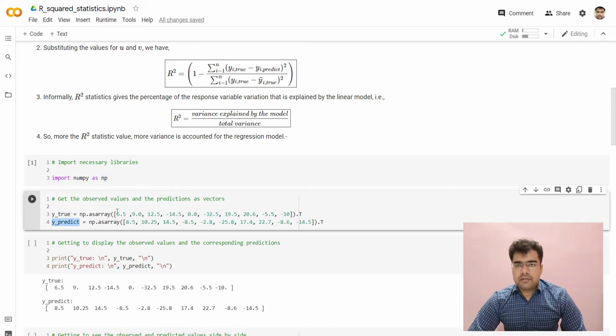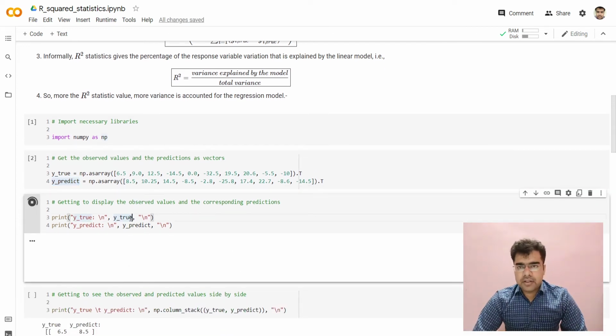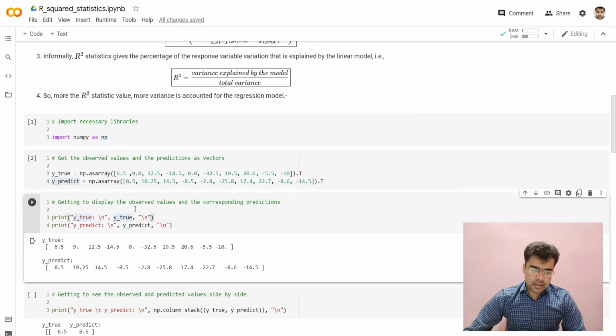The ground truth is contained in a vector called y true, and the predictions are stored in a variable called y predict. Okay, so I create two simple arrays. The first array contains the ground truth, and the second array contains the predictions made by the model. Now in the next step, I'm simply printing those predictions and the ground truth separately. As you can see, there are 10 different ground truth values corresponding to 10 different samples, and likewise, we have 10 different predictions.